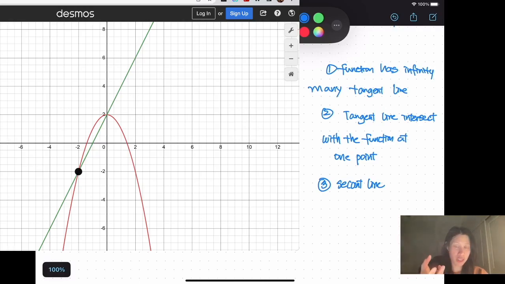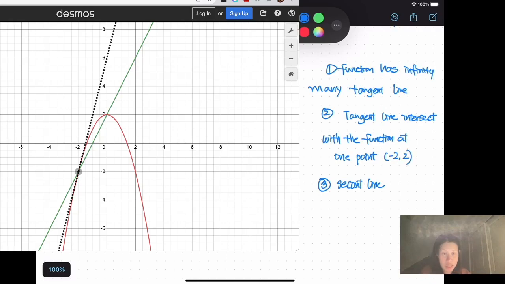So if we try to find the tangent line, this is not the tangent line for -2 and -2. But this black dashed line is going to be the tangent line for the function at the point -2 and -2. It has to be the specific point.